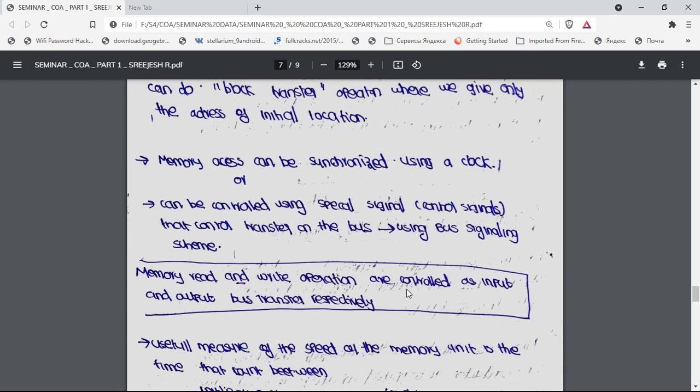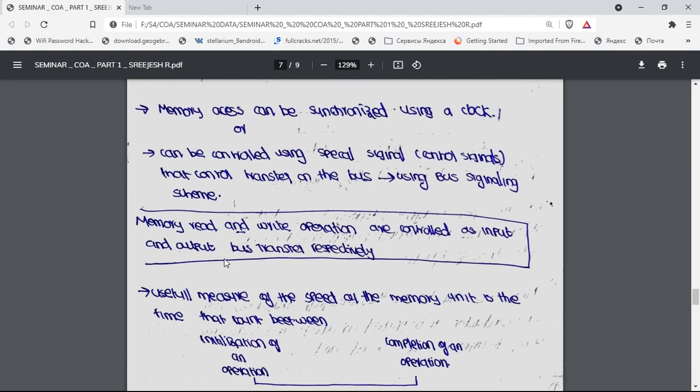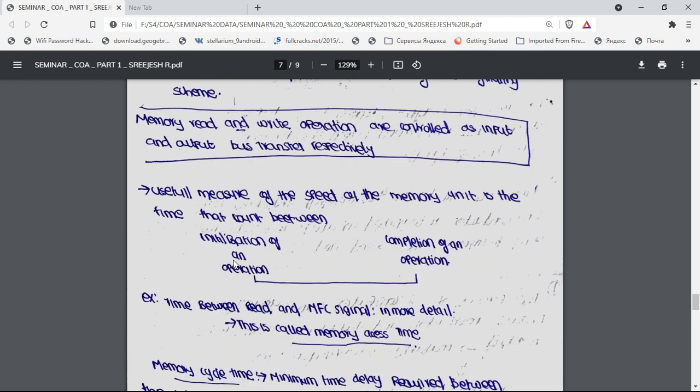The memory read and write operations are controlled using input and output bus transfers respectively. So as you know, input and output bus. To write data we use input, and to read the data will be output. That's all. We are explaining much more, and we will discuss it in later videos.